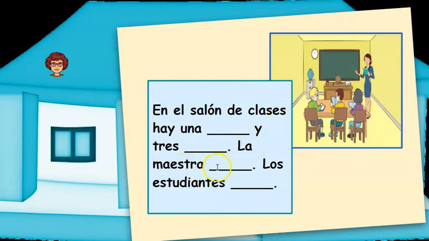La maestra, and then you say something about what she does right now. So she reads, so la maestra lee. Los estudiantes, okay? Or you could use the verb enseñar. La maestra, I would use the verb enseñar. La maestra enseña. Los estudiantes, and then you would use the verb aprender. So you need to conjugate it in the plural, in the ellos form, because there are 3 students here, okay?